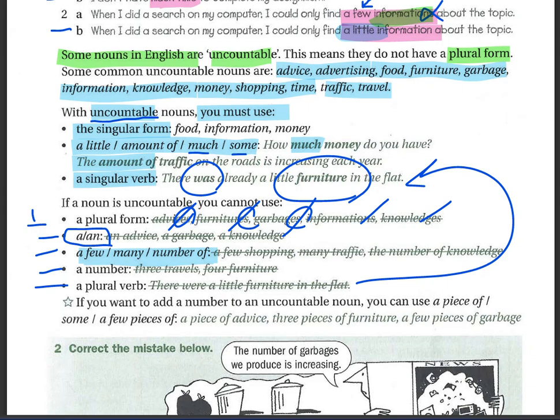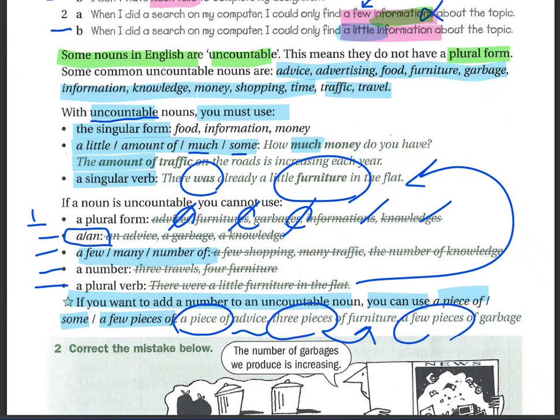Look at here, the last one. If you want to add a number to an uncountable noun, you can use a piece of, some, a few pieces of. So you can use containers. For example, water is uncountable. If you want to count it, you can say a glass of water, a bottle of water. So look at here, advice, uncountable. You can use a piece of advice. 3 pieces of furniture. A few pieces of garbage.